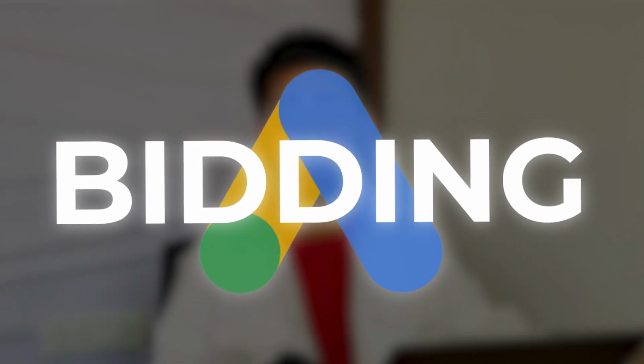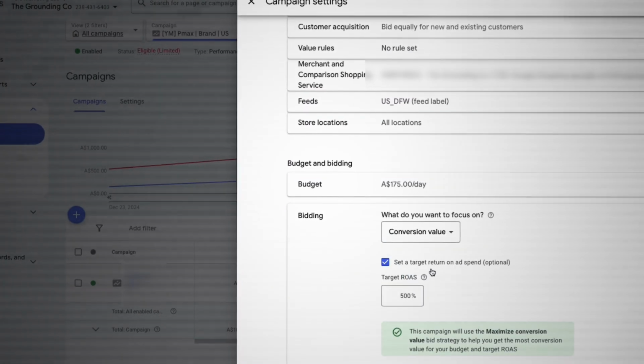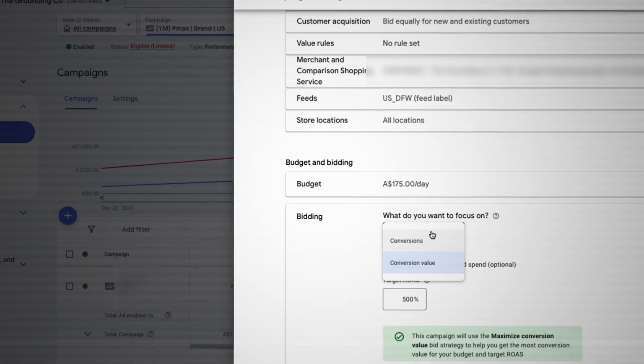with Google Ads is single-handedly the most important thing you can get right for your e-commerce brand. And by the end of this video, you're gonna know exactly how each Google bidding ad strategy works and which one is the best for your own e-commerce brand.